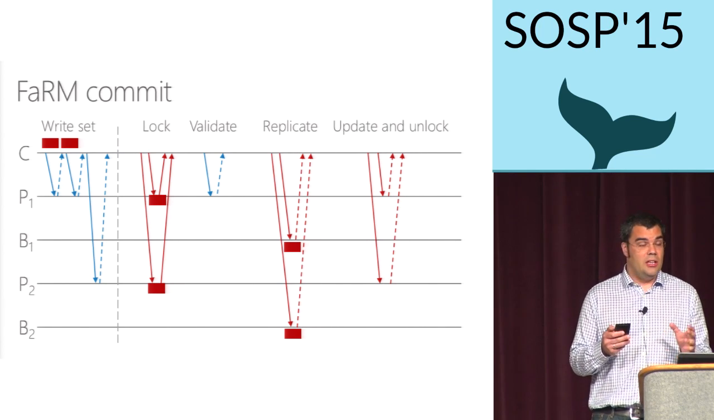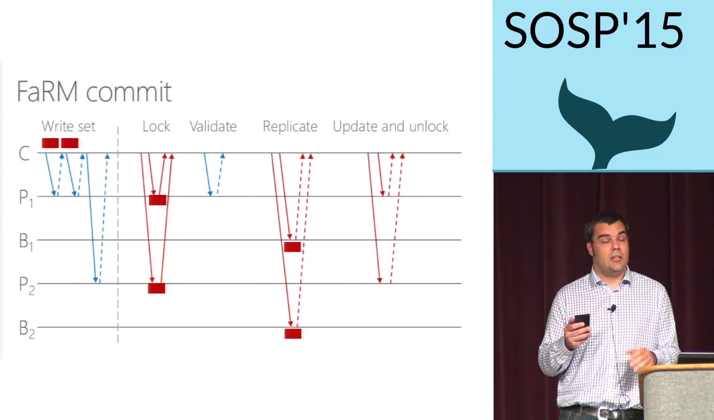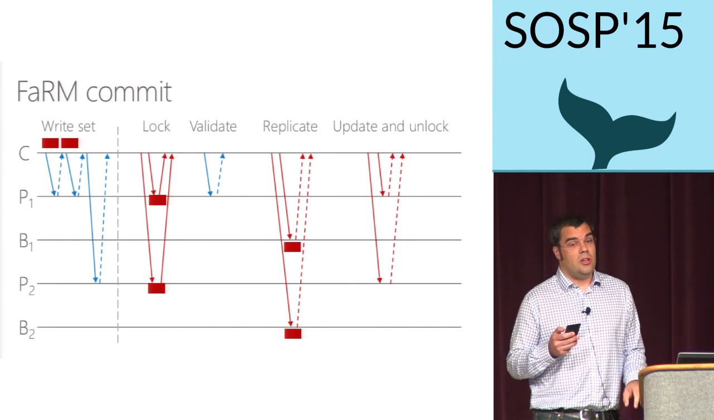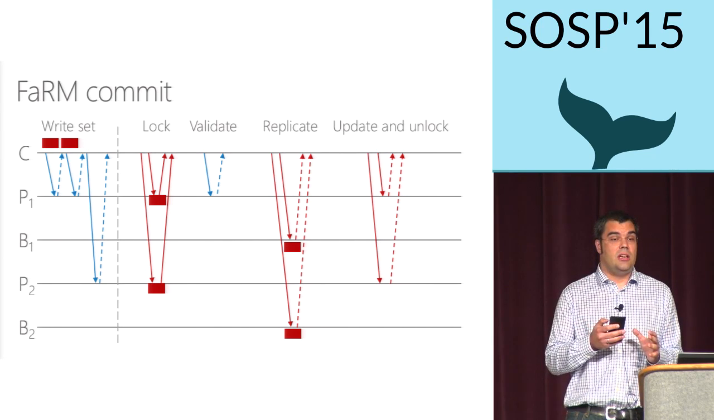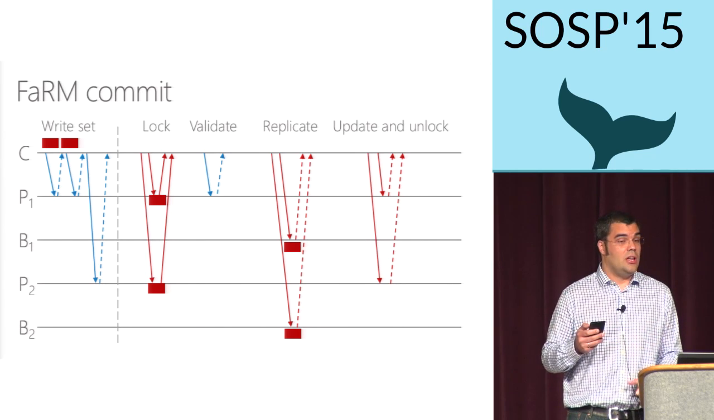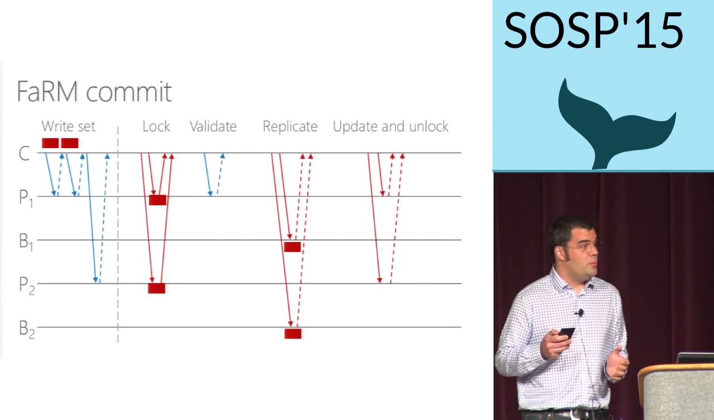Of course, the primary needs to process these messages and apply the updates and unlock the objects. On the backups, we actually apply the objects only at truncation when the transactions are truncated, and this is done in the background, basically. The truncation messages are piggybacked on other messages in the protocol, so this is quite efficient. Okay, so this is how FaRM commits transactions.